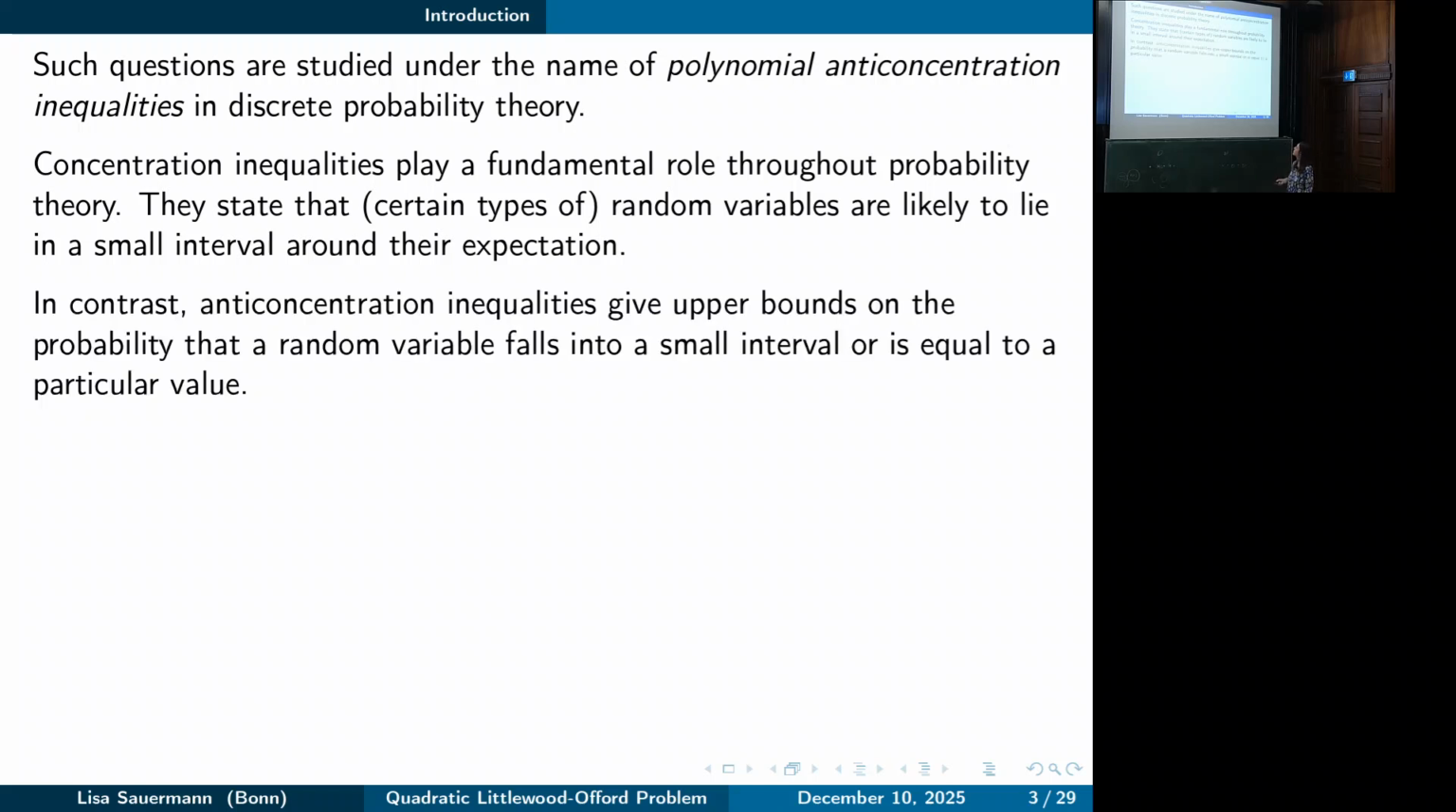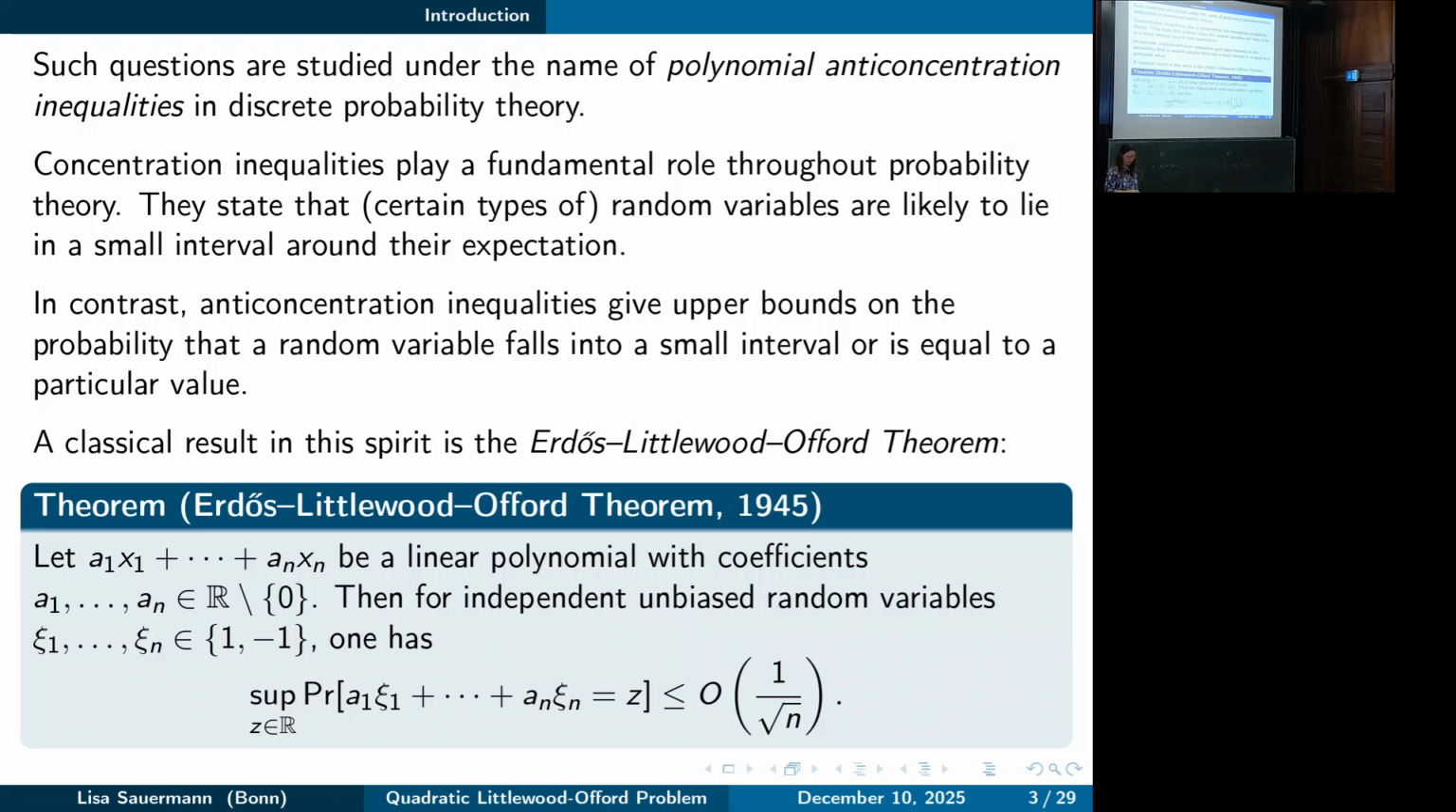But anti-concentration is the opposite phenomenon. Anti-concentration says that a random variable is unlikely to fall into a very small interval, or at the most extreme is unlikely to take any particular value. So in anti-concentration, we want to study statements of the type that a random variable is not too likely to take any particular value. That's not in contradiction with concentration, because concentration says that typically I'm somewhere in this interval, but anti-concentration says that any particular point in this interval I'm still not so likely to take. Okay, so that's what anti-concentration is about.